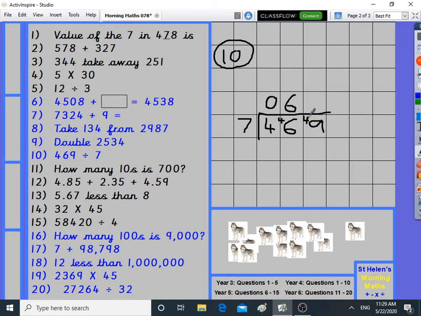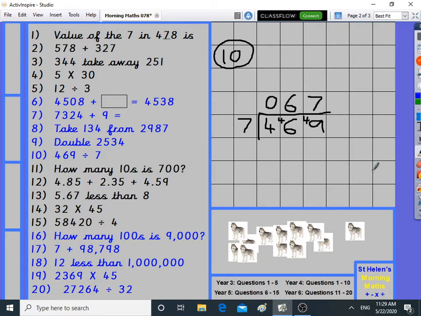How many 7s in 49? Well, that does work, doesn't it? 7, 14, 21, 28 and 35. 42 and 49. There are 7. So I'm counting this through on my fingers. Get the answer 67. 469 shared between 7 is 67.